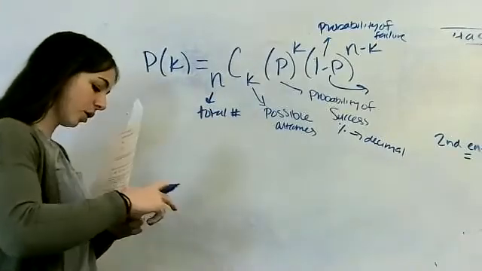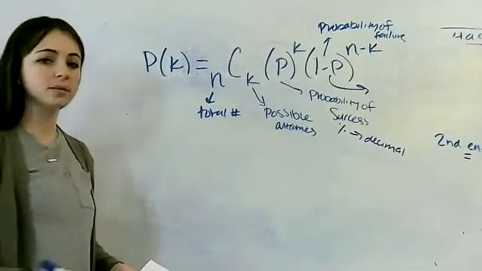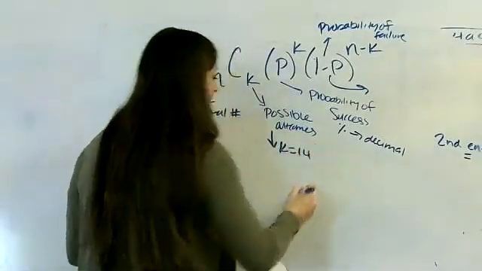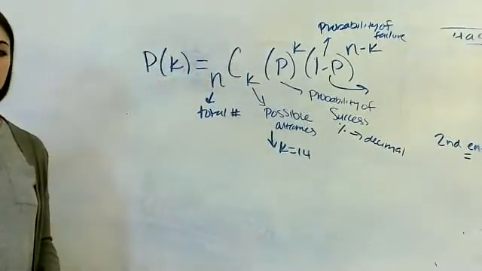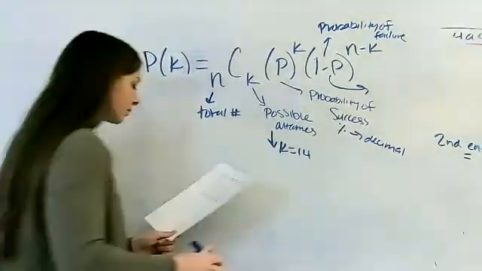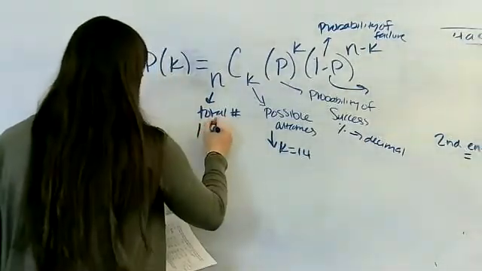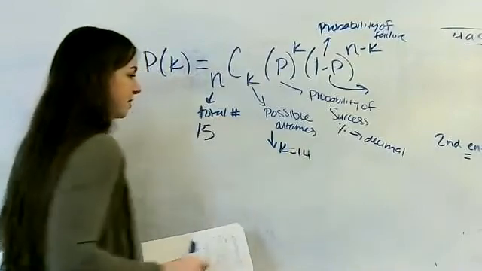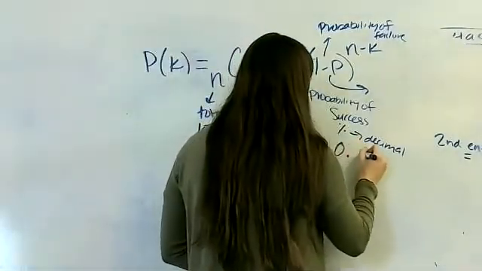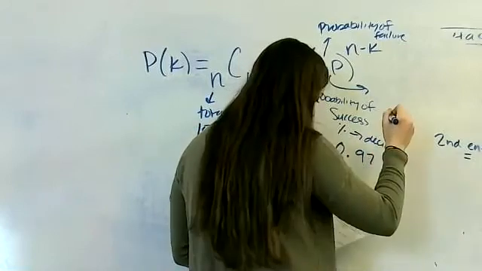So there's 0 to 15 possible outcomes. You are specifically saying, nope, I only need to find out what happens at 14. I only need to know that. So total number, I'm still shooting 15. I just need to know what happens at 14 though. My probability of success is 0.927.